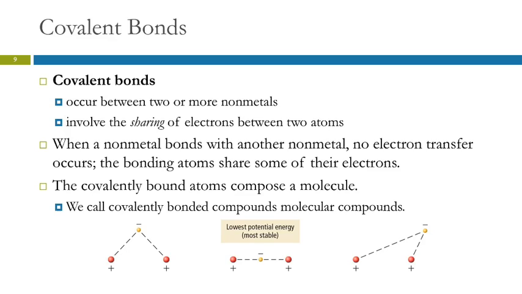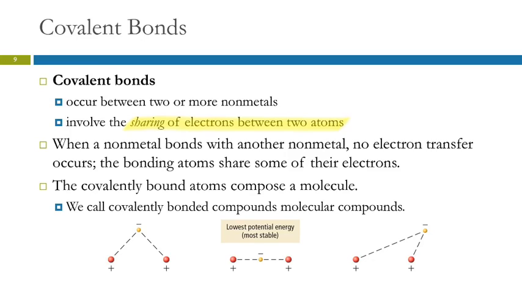The other type is covalent bonds. We use a lot of prefixes and suffixes in science. Co means sharing. So in a covalent bond, we have the sharing of electrons between two atoms. Covalent bonds will occur between two or more nonmetals. Metals are willing to give up electrons. Nonmetals always want to gain electrons.